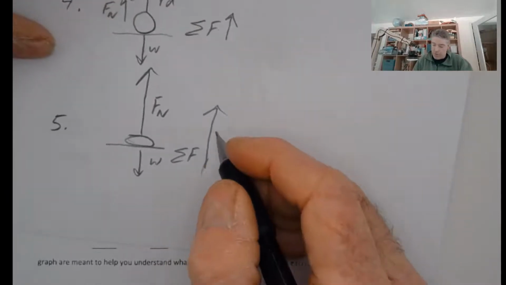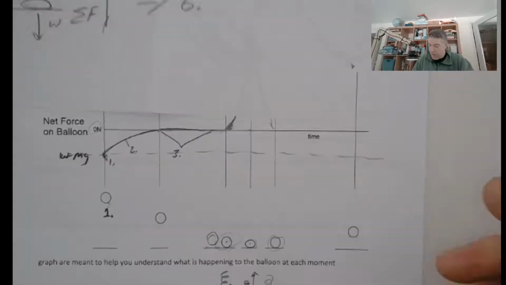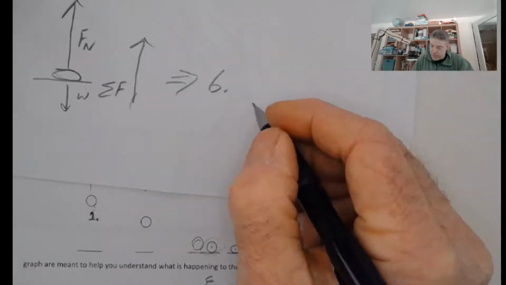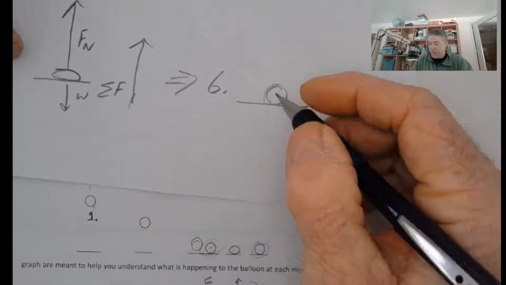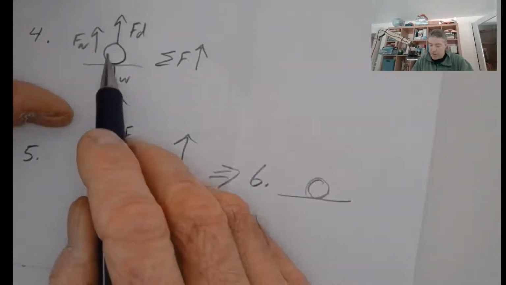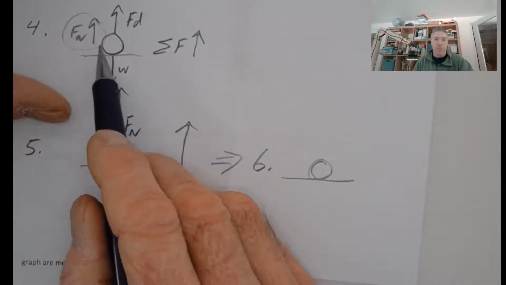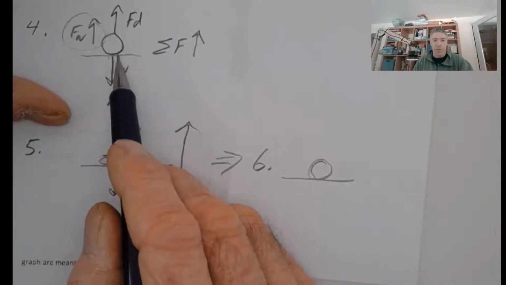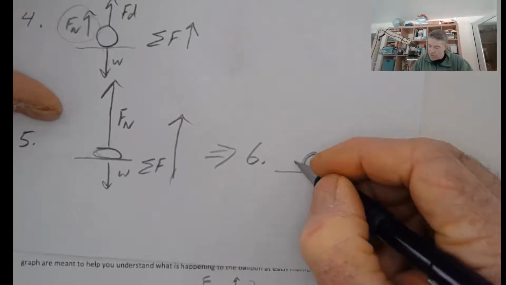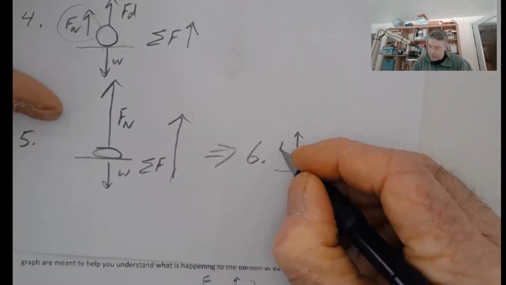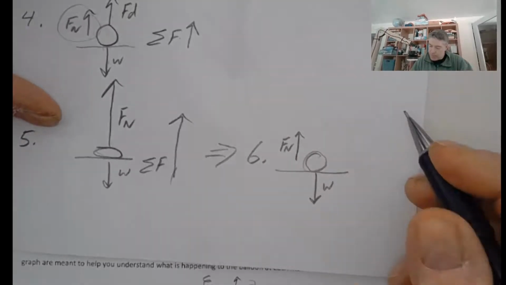I'm just going to go over here to number 6. So number 6 is back like this again. And this is kind of strange. So I'm going to show just as much force of the ground pushing on the ball as I did when it was just touching. When it's just releasing, the ground is still pushing up, just like it was before. And we still have the weight of the ball. That's never going to go away.